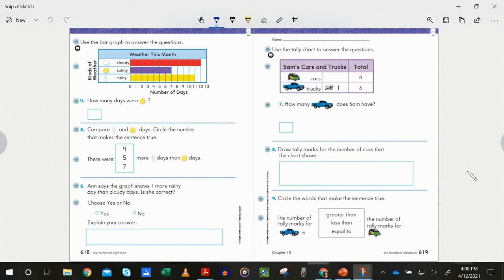Here on 618, we're going to use the graph here at the top. And this time we have a bar graph. So it says use the bar graph to answer the questions. Notice the title of the bar graph is weather this month. For kinds of weather, they have cloudy, sunny, rainy. Number of days for those weather types. Number 4 says how many days were sunny. Look, think, write it down.